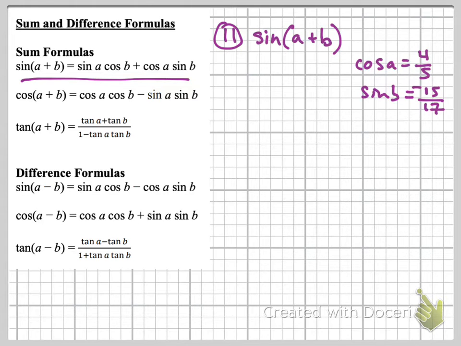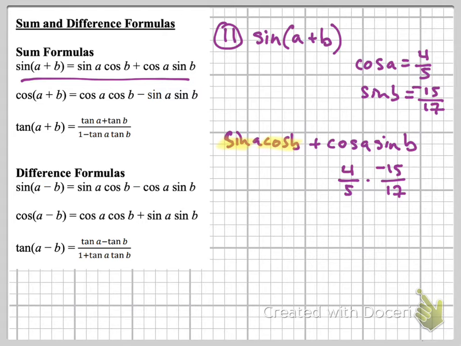So what we're basically going to look at here is, well, we know sine of a plus b is just going to be sine of a times cos of b plus cos of a times sine of b. So we can see that we'll be able to plug in 4 over 5 here and negative 15 over 17 here. What we may now be wondering is, how are we going to find sine of a and cos of b? And that's a good question.